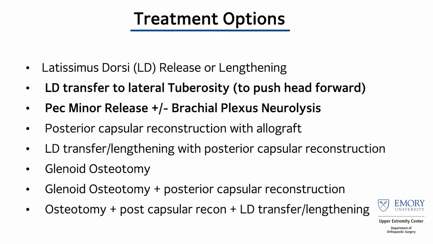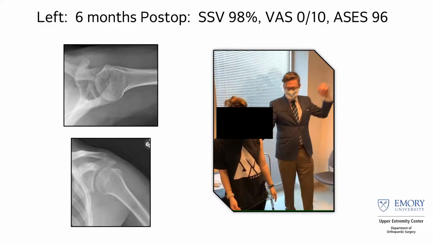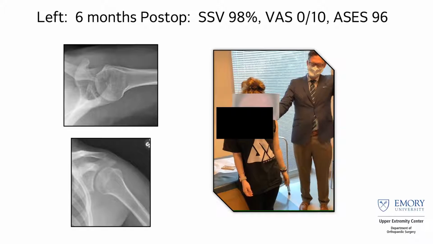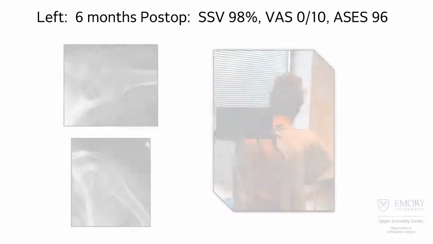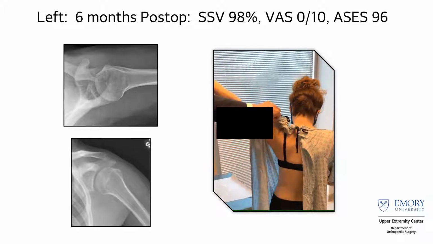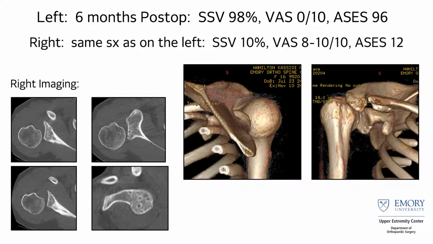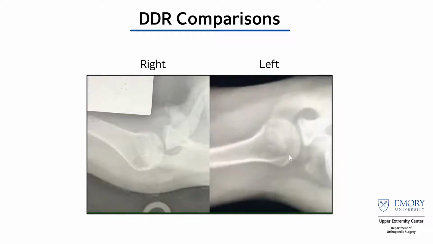Because of her latissimus spasm, and this is not the purpose of this talk, but because of latissimus spasm and her scapular dyskinesia, we did a latissimus transfer to her greater tuberosity and a pec minor release, and you're able to see we were able to recenter her humeral head and gave her pretty good overall function. Unfortunately, on the right side, the same problem started happening, and she had basically the same imaging on the right side. So posterior decentering, this example of not being able to move her shoulder.